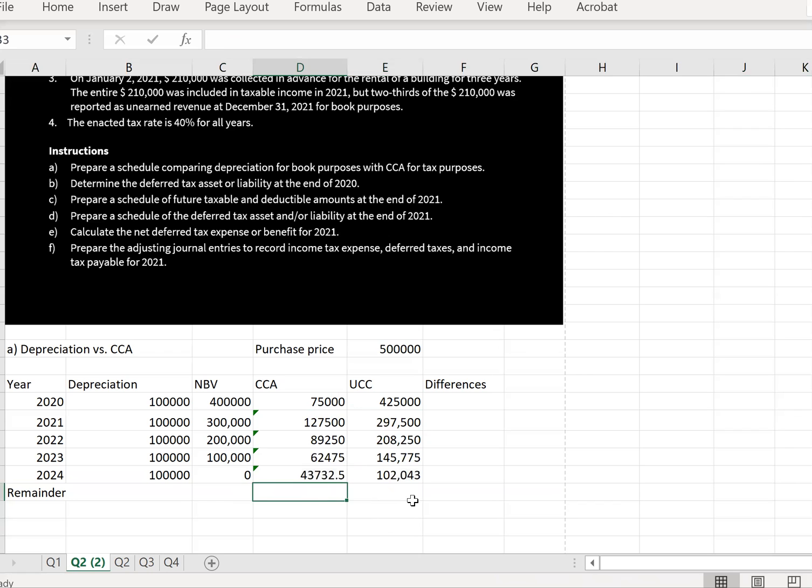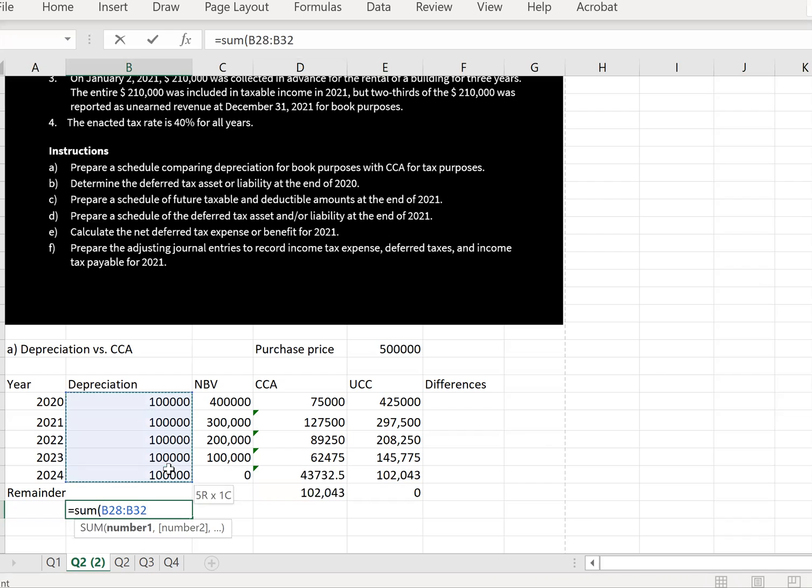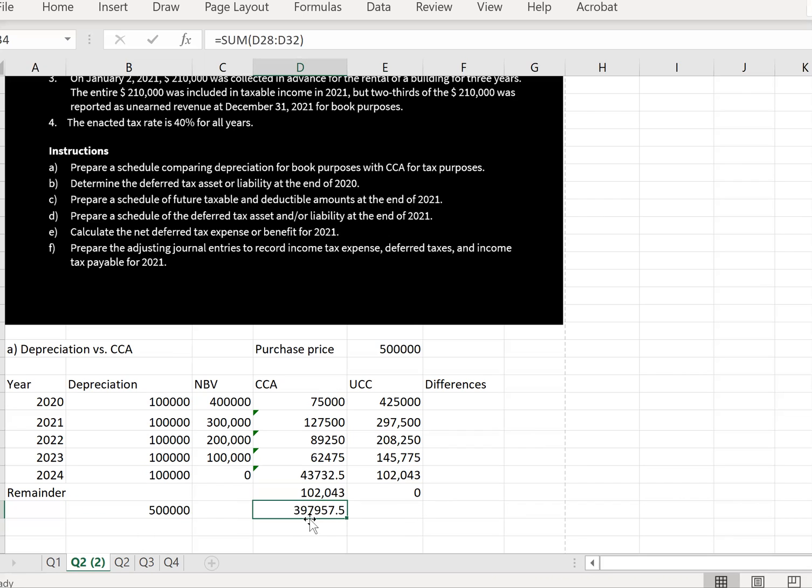So here I'm just going to plug the remaining CCA to be the same as the UCC, because at some point in the future that is going to happen. And then this will give me a remaining UCC of 0. I just plugged these two numbers so that they're the same, meaning that over the term of the asset, the accounting depreciation and the tax depreciation, or the tax CCA, I should say, is going to be the same. We're going to recognize the value of the whole asset either way. I just need to pull this down. So we're going to take 500,000 either way, and it's just a timing difference.